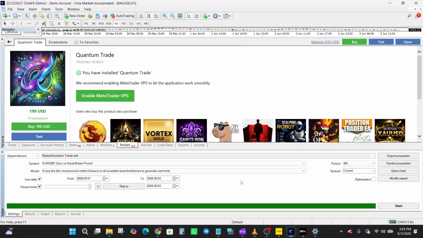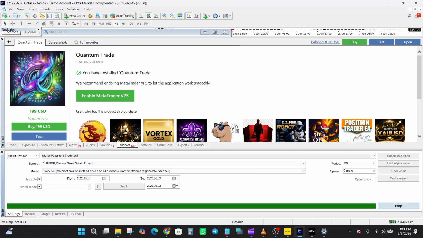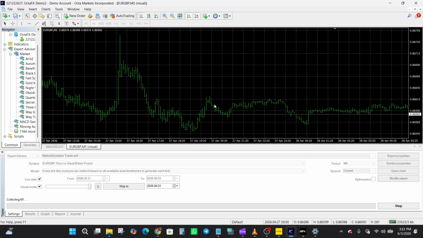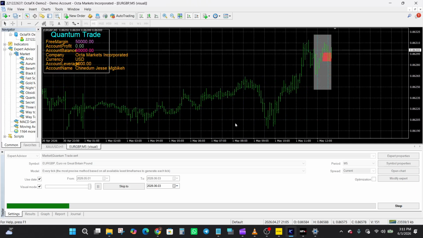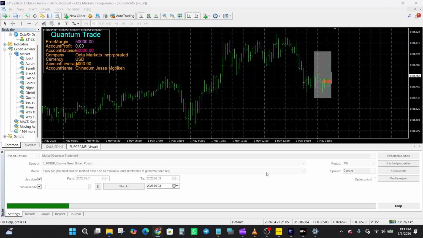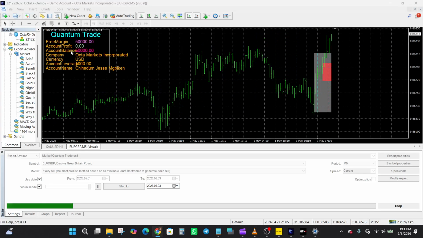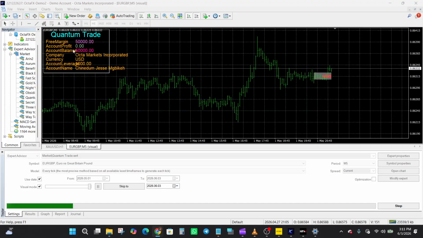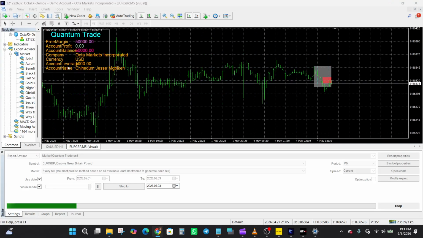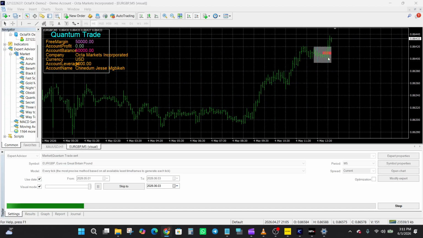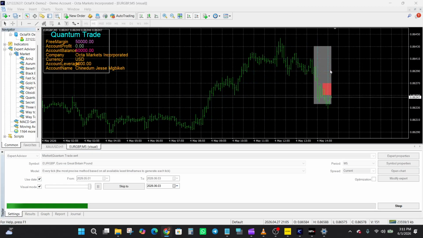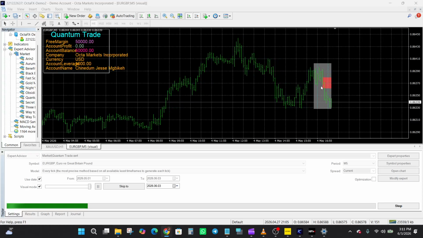All right, let's see how it is when active. So I'm just turning on the visuals right now, and there is the same settings, right? Just gonna click on start. Let's see how the EA will be displayed in action. So we can see the EA in action right now. You can see this dashboard here showing the free margin, the account profit, account balance, the company, the currency, account leverage, and account name. And we can also see the EA active, right? You can see how it's also displaying these zones, the trade zones, or rather the opportunity zones, if I'm going to call it that.